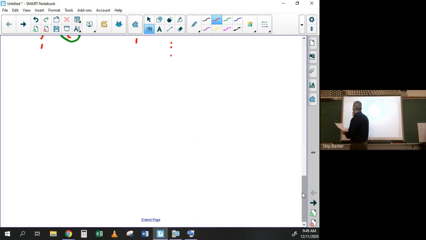How about this? What if I have the integral from 0 to pi over 3 of sine 3x?